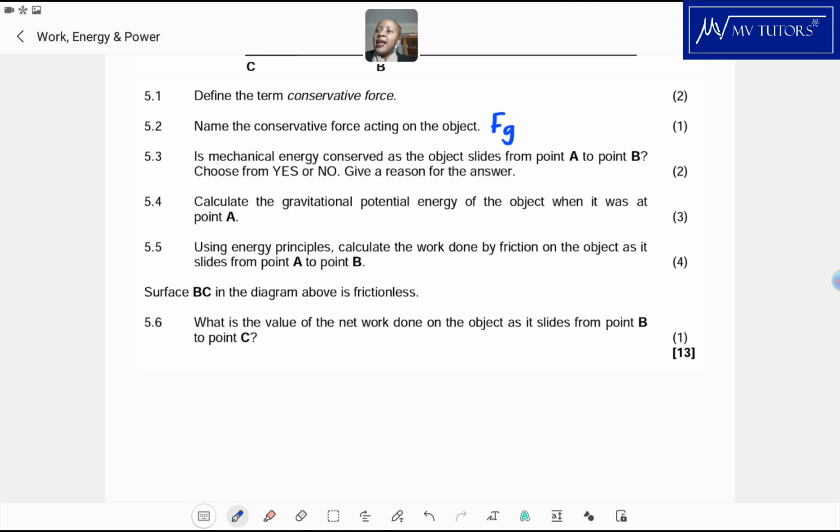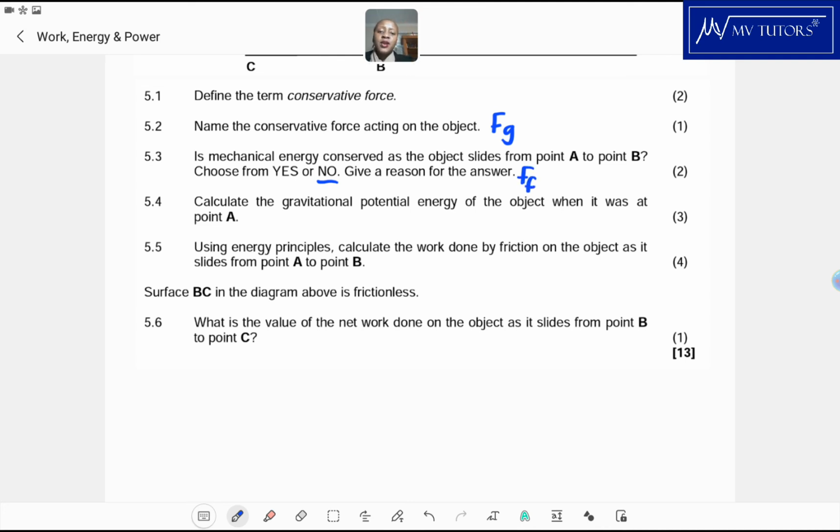Okay, and 5.3, is mechanical energy conserved as the object slides from point A to point B? Choose yes or no. Give a reason for your answer. Okay, guys, mechanical energy is not conserved in this case. Why? Because we have a force of friction. So no, because we have a force of friction.